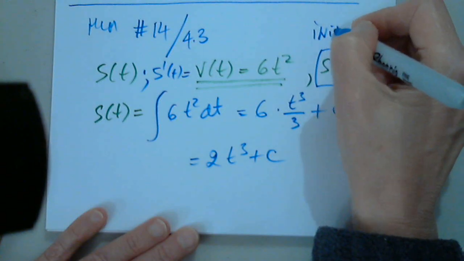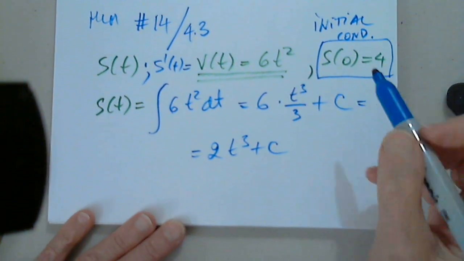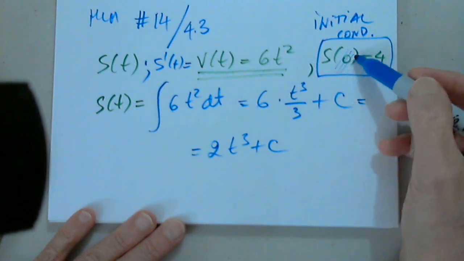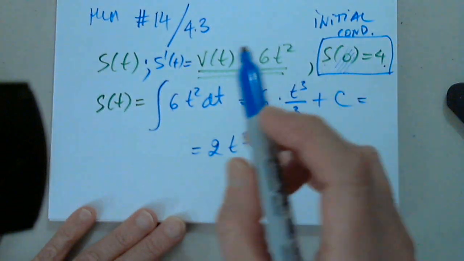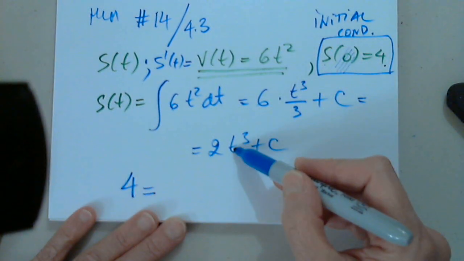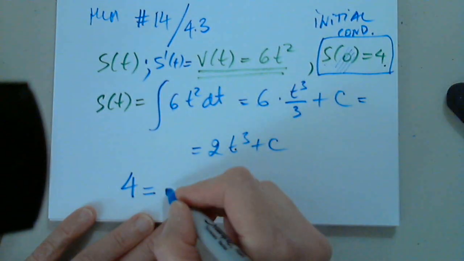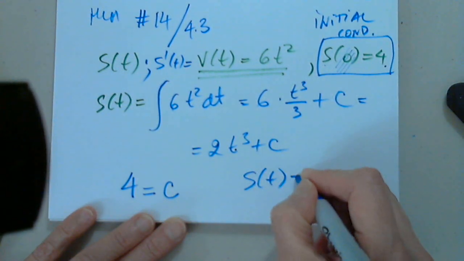Initial condition. I am told when x is 0, s is 4. So 4 equals 2 times 0, which is 0, plus c, which is c. So now we have the function s of t.